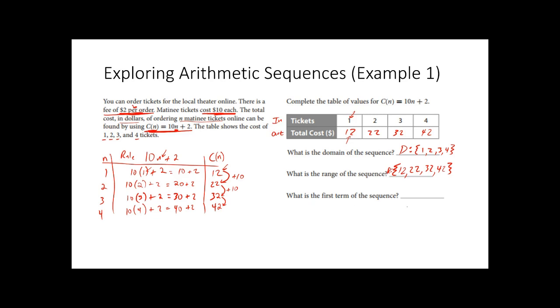What is the first term of the sequence? In this situation, our first term in the sequence is 12. So 12 was the first that we got in our sequence.